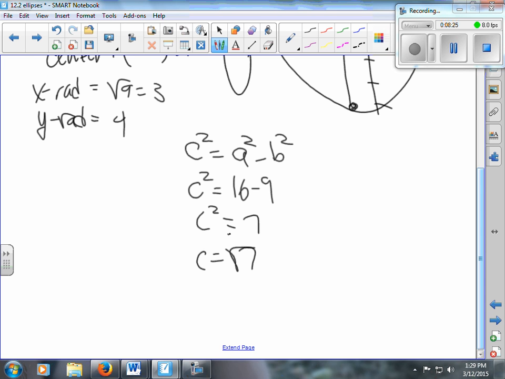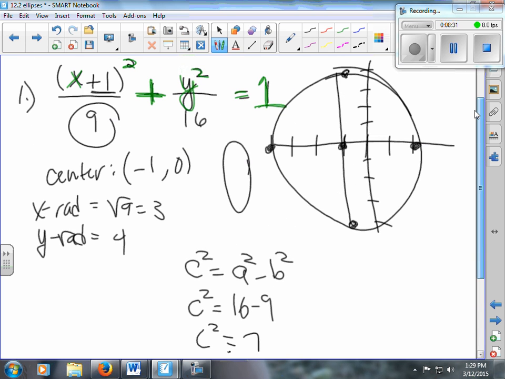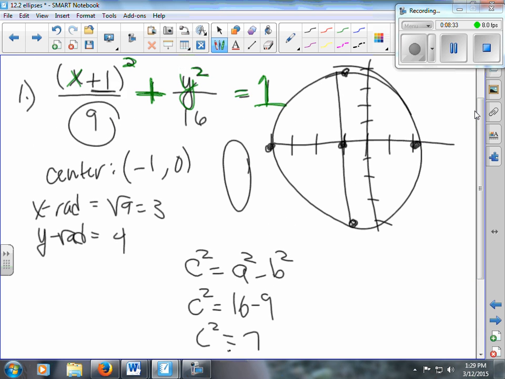Well, wait, I do know. It's between 2 and 3, because it's between the square root of 4 and the square root of 9. So I'm going to go somewhere between 2 and 3. This distance is the square root of 7, up and down. And those are my foci, or F for foci.